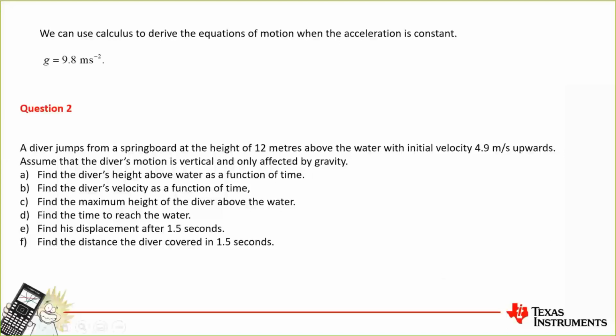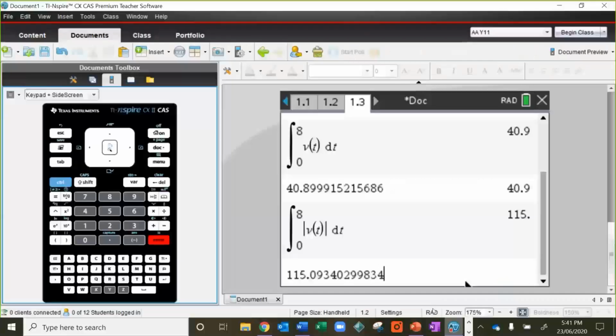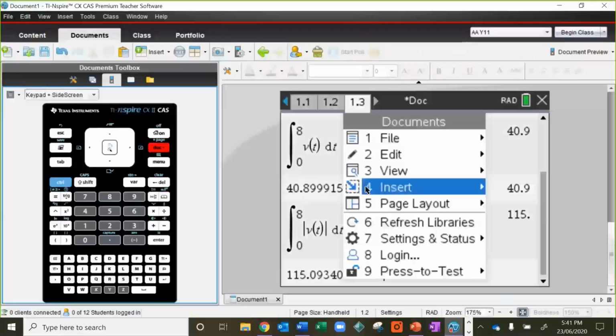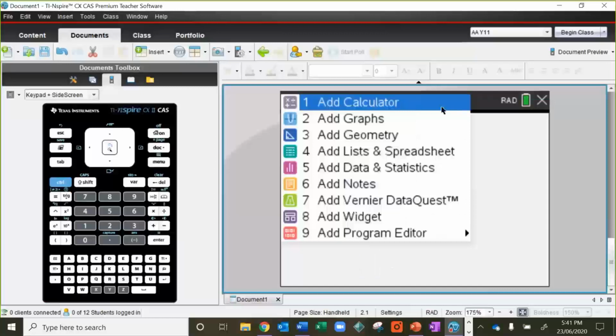What we are given here: a diver jumps from a springboard originally at a height of 12 meters above water, and the original velocity is 4.9 meters per second upwards. We wish to find the diver's height as a function of time, velocity as a function of time, similarly the maximum height, the time to reach the water, and the displacement after 1.5 seconds and the distance. So let's try to do it on a calculator. I will insert a new problem.